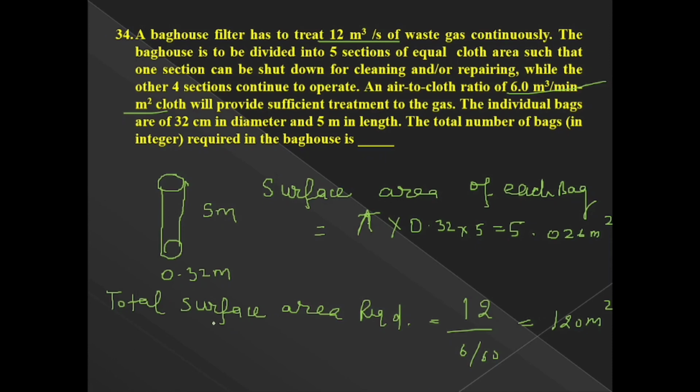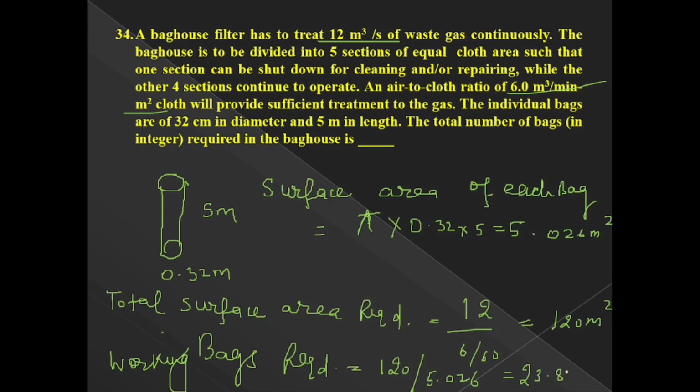So working bags of the filters, working filter bed requires working bags required is equal to 120 divided by 5.026. 120 divided by 5.026, that is equal to 23.87 bags, or you can say 24 bags.